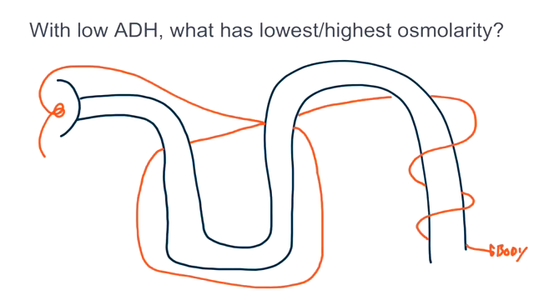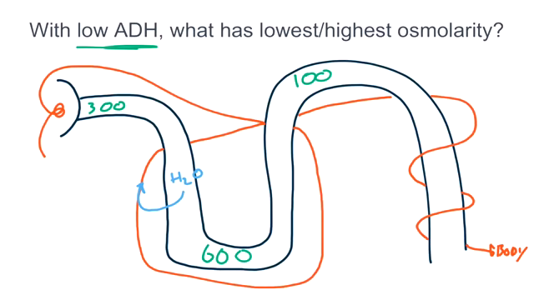So with very low levels of ADH, which segment of the nephron would have the lowest osmolarity and which would have the highest osmolarity? Okay, so we know that the proximal tubule is isotonic regardless of the level of ADH, so we can assume around 300 milliosmoles per liter. The distal tubule also doesn't change with the level of ADH, so we can assume around 100 milliosmoles. And recall that in the descending limb, regardless of the level of ADH, water will be reabsorbed. However, how much is reabsorbed does depend on the level of ADH. So in this case, with low ADH, we would expect the osmolarity at the bottom of the loop of Henle to be around 600 milliosmoles per liter.